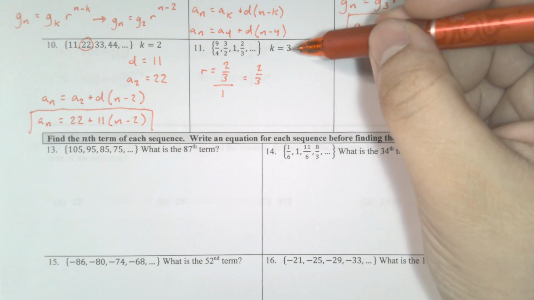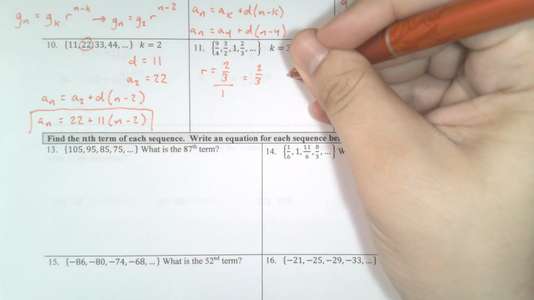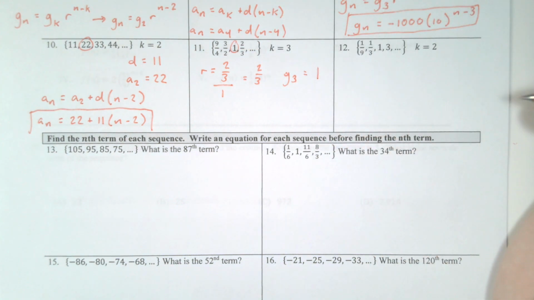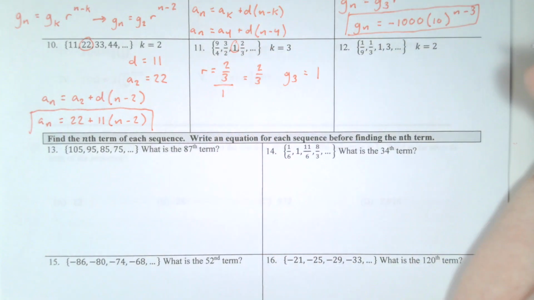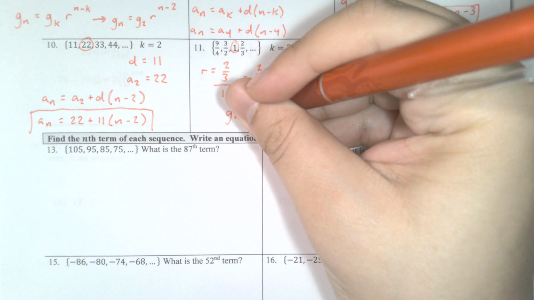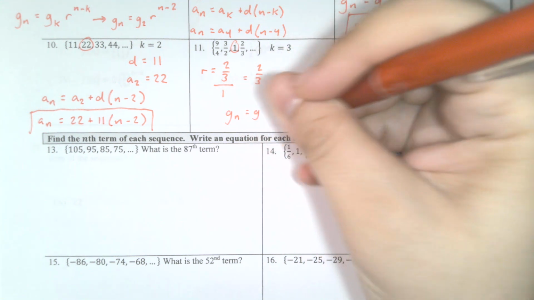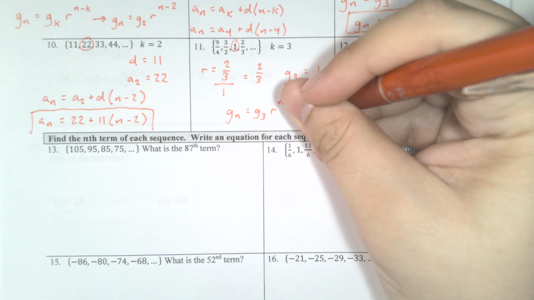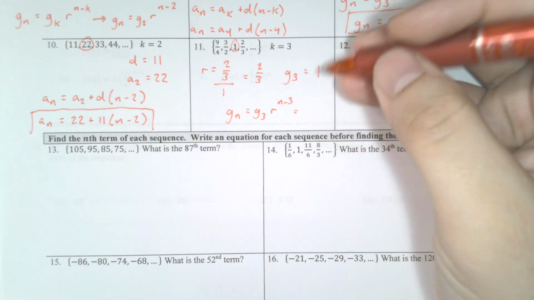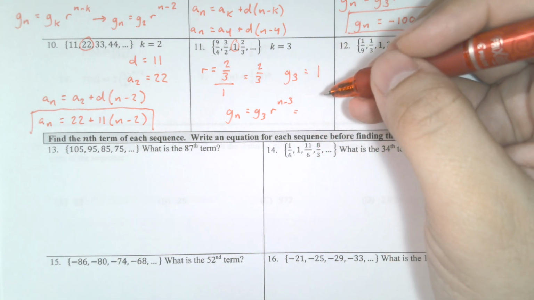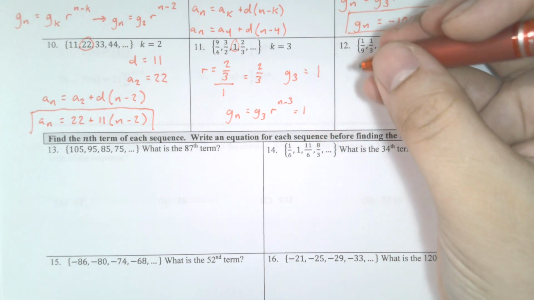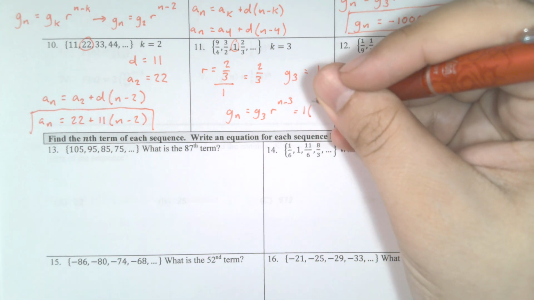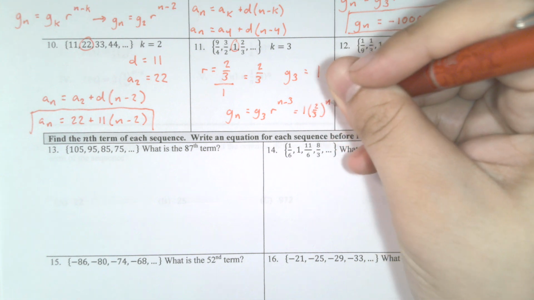And now we're wanting to use that k is equal to 3. Well, let's see, g sub 3 is going to be equal to this 1 here. So g sub 3 is equal to 1. And now, our general formula is going to be given by g of n is equal to g sub 3 times r to the power of n minus 3. Well, in this case, that's going to be g sub 3, which is just 1. So we don't need that. I'll write it to be explicit here. But 1 times our ratio of 2 over 3 to the power of n minus 3.